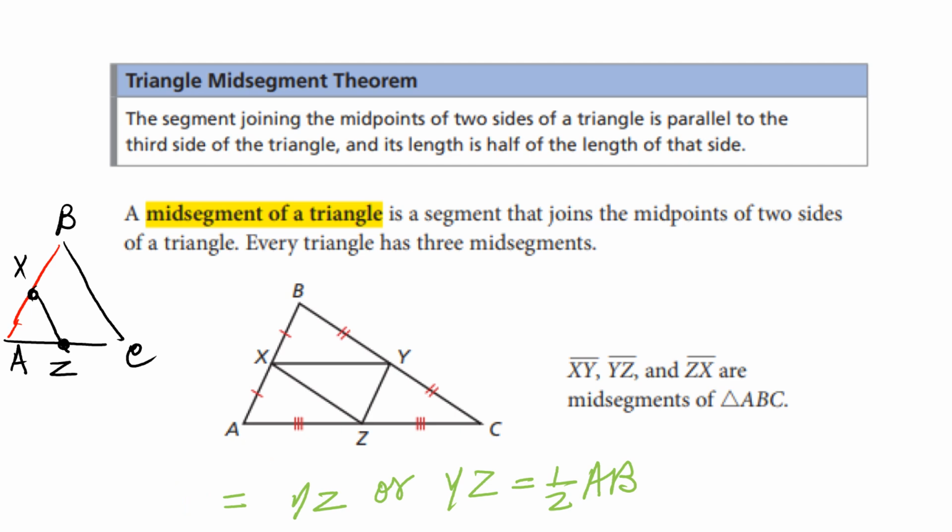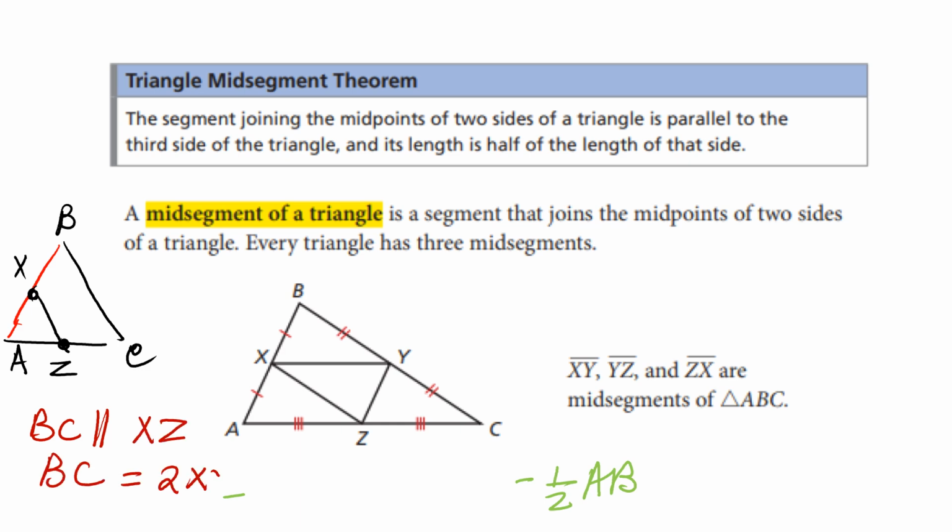So you can say that BC is parallel to XZ, and BC is double the XZ, or XZ is half the measurement of BC. So this is how we can find it out, or we can just define our mid-segment theorem.